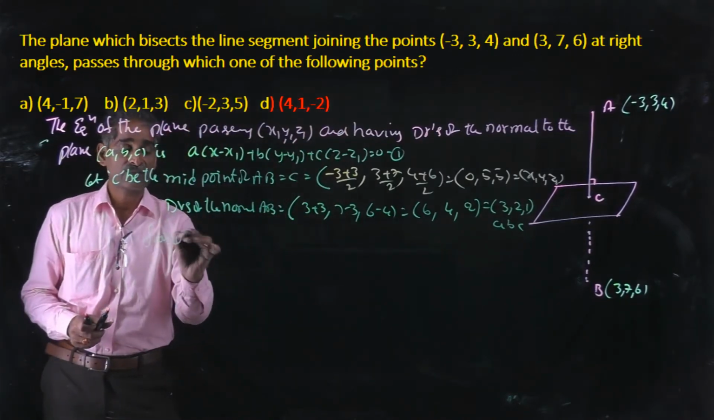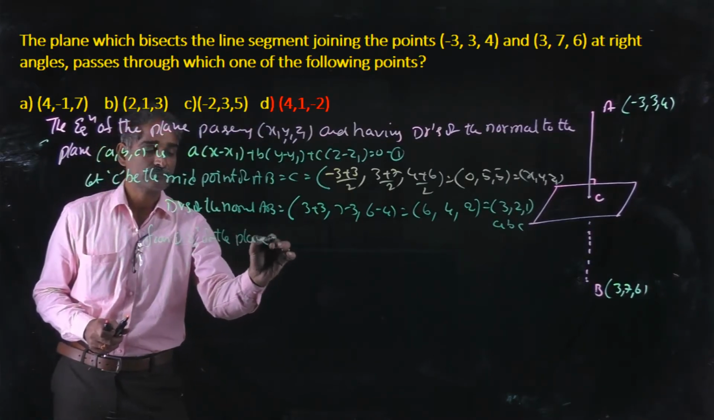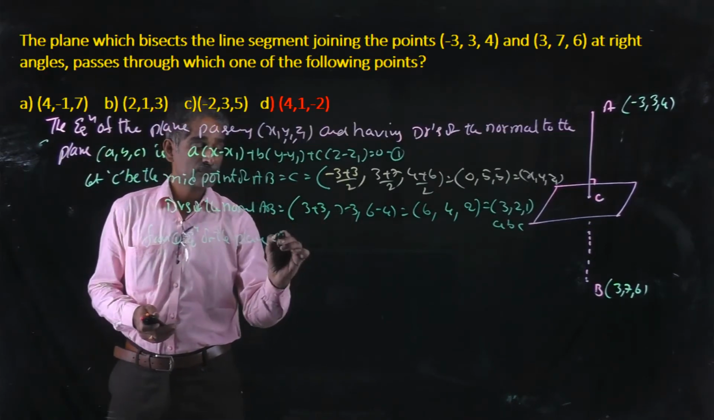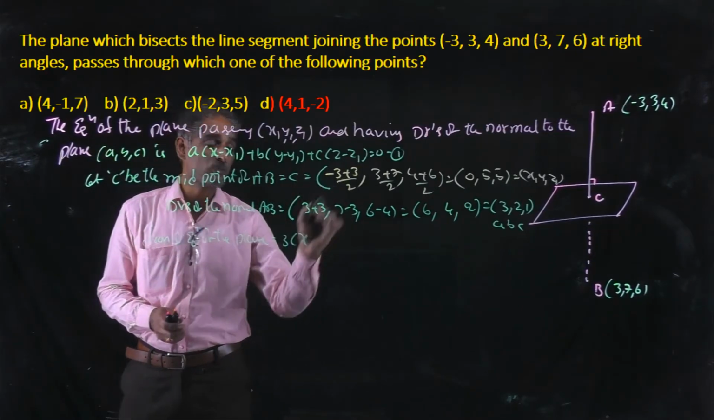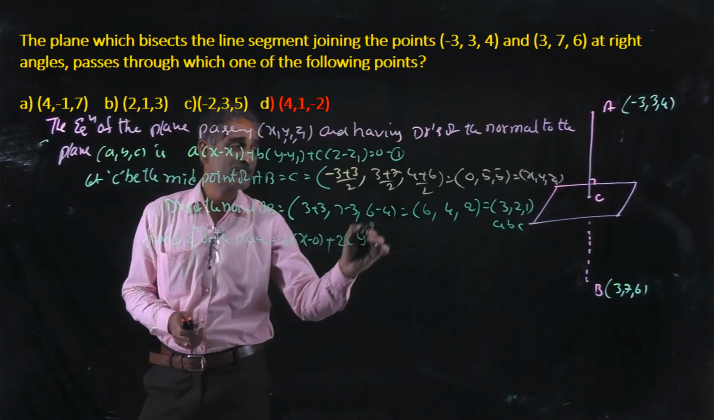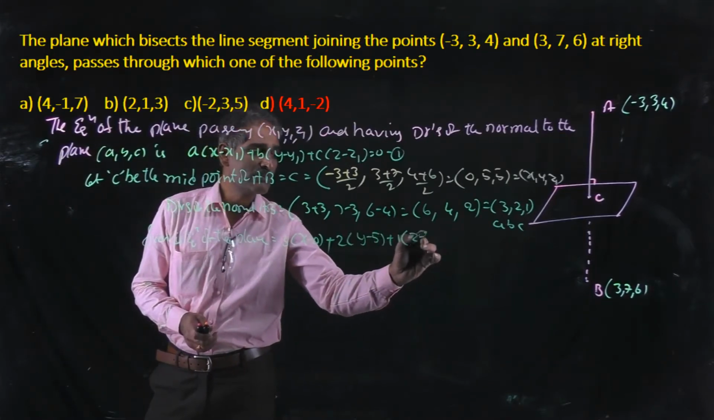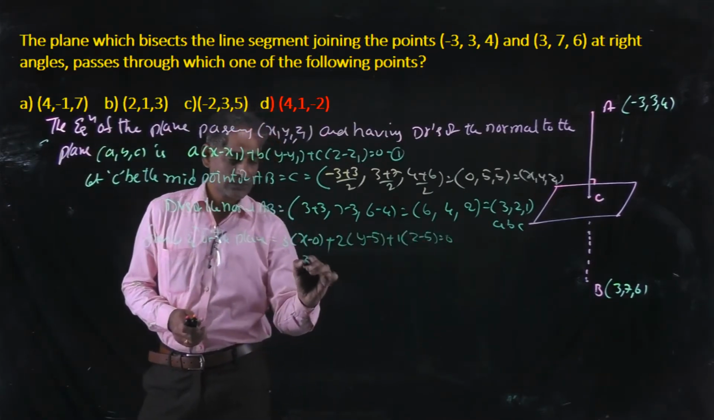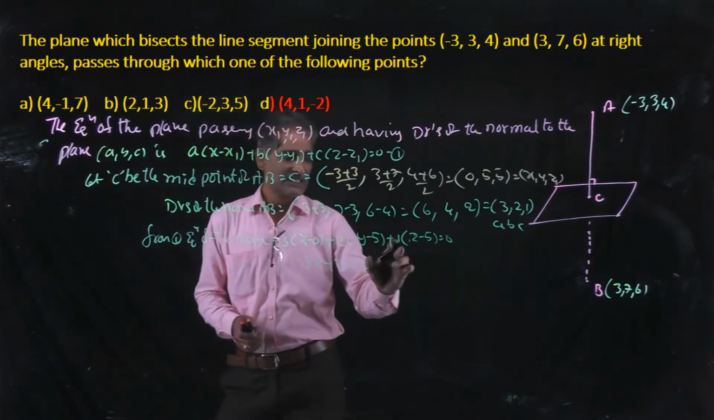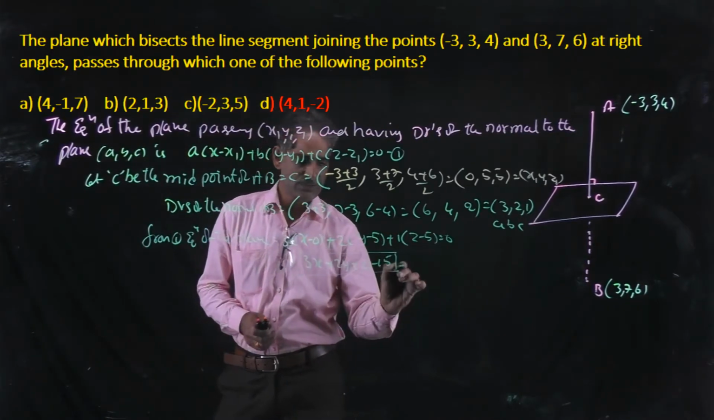From 1, the equation of the plane is A(x minus x1) plus B(y minus y1) plus C(z minus z1) is equal to 0, with A, B, C being 3, 2, 1. So 3x plus 2y plus z minus 10 minus 5 minus 15 equals 0. This is the equation of the plane.